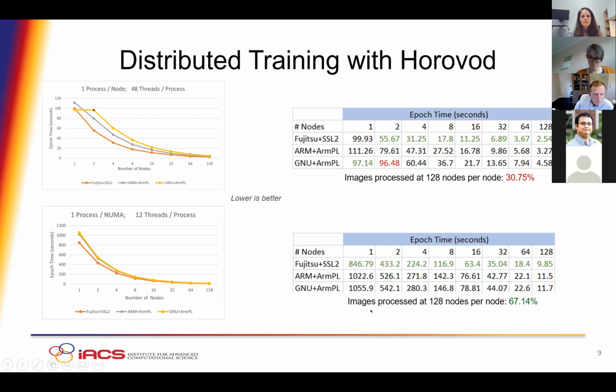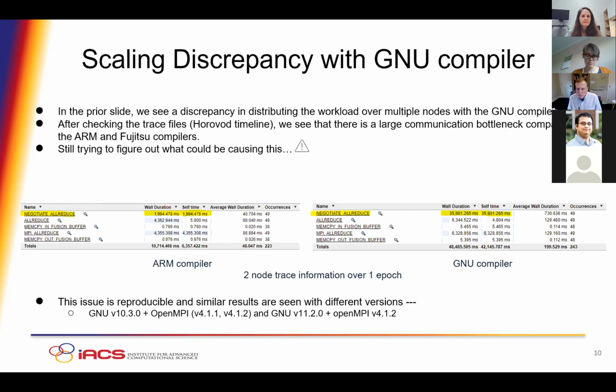The number of images are not that bad over here because it performs only 59 images per second per node, and it drops down to about 38 over here. So, as I mentioned, there was a scaling discrepancy, and to see what happened over there, Horovod itself provides a logging function, and the trace files showed that the communication was the larger bottleneck, where the negotiation operations were taking a lot of time. And this was reproducible across different compiler versions of GNU and OpenMPI. So I'm still looking into that.